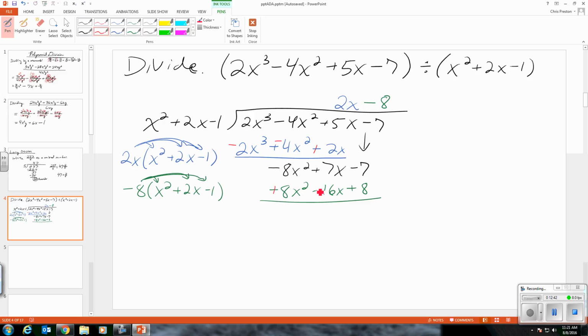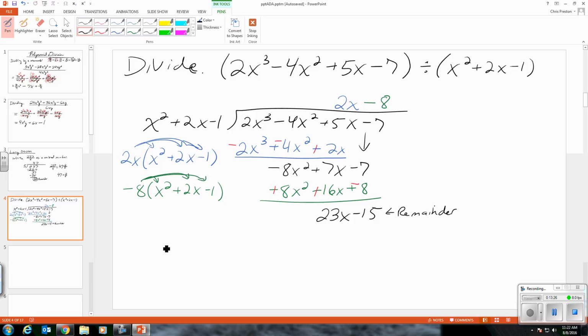I'm going to add the opposite. And so I'm going to get, again, -8 and +8 cancel out. 7 and 16, both positive, make 23x. And then -7 and -8 make -15. And now this tells me I ran out of room, this power of x is lower than my divisor, so this is my remainder. As soon as I hit a lower power, it has to be lower, not the same. Notice that when I had -8x squared, this had the same power as x squared. I could keep going.